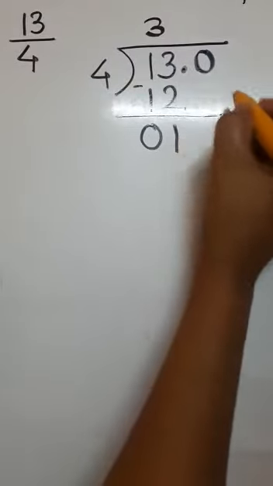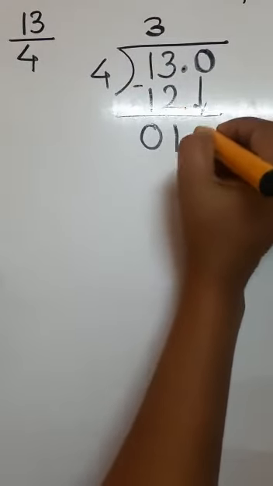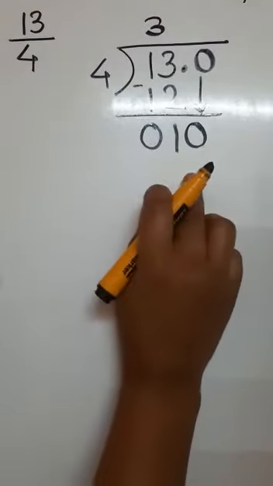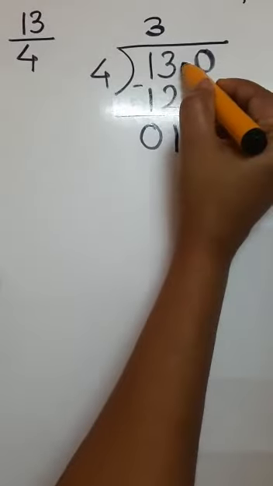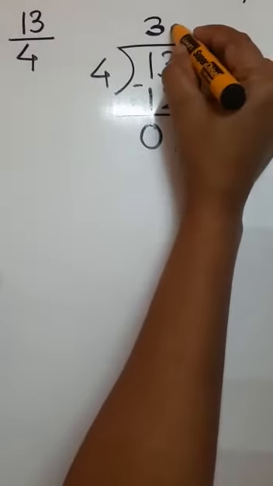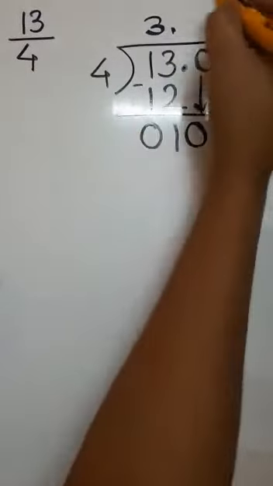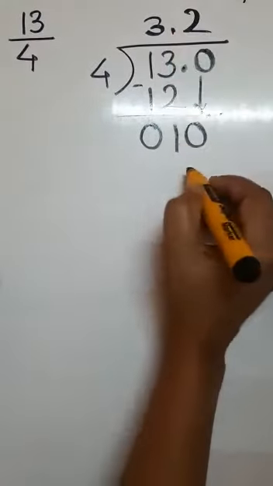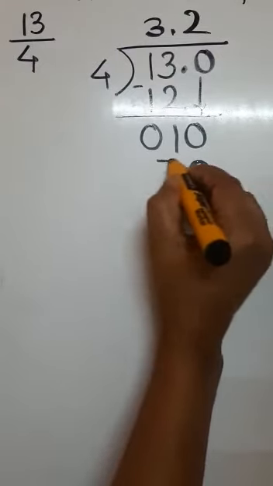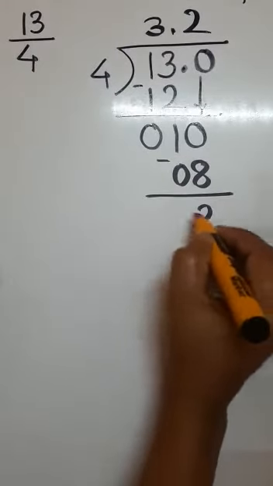Now this 0 we will bring down in the next step. So here it will become 10. Now this decimal point you have to place in your answer also here. So I place a decimal point over here. Further 4 how much are 2s, we can write as 8. After subtracting this we'll get 2.